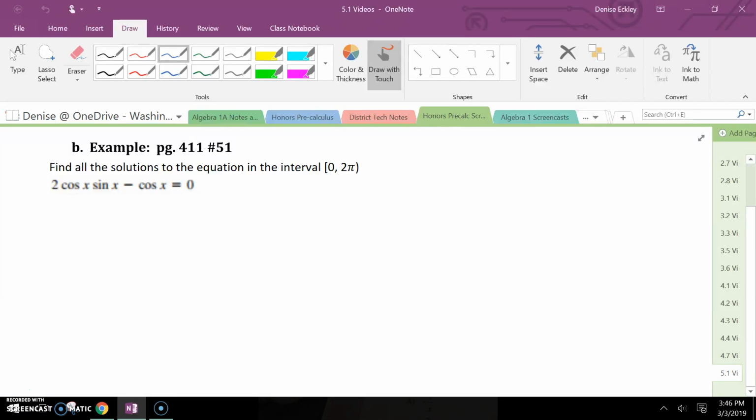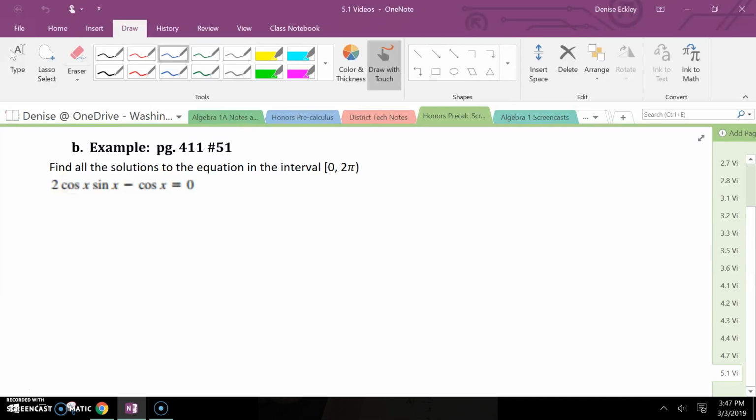But for now, number 51 asks us to find all the solutions to the equation in the interval 0 to 2 pi. So that means there is a finite number of solutions because we're limiting the scope of where we can look for it. And you also want to notice that we have an open interval for 2 pi, so we're not repeating any values, or so to speak, overlapping, because any values that are true at 0 are also true at 2 pi, so it's unnecessary to include 2 pi.